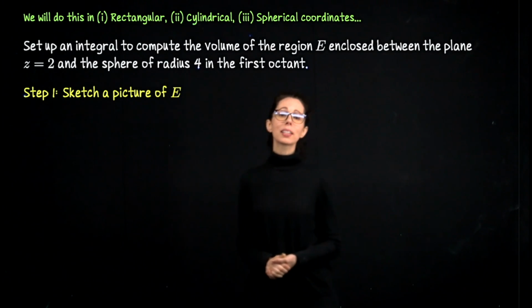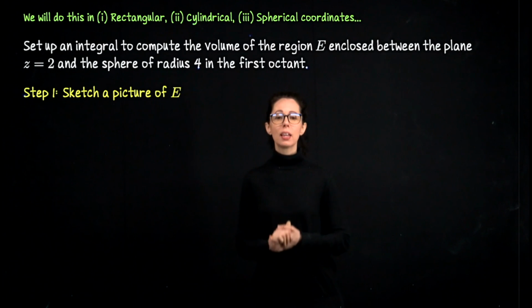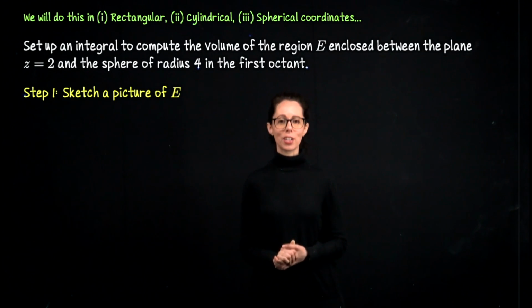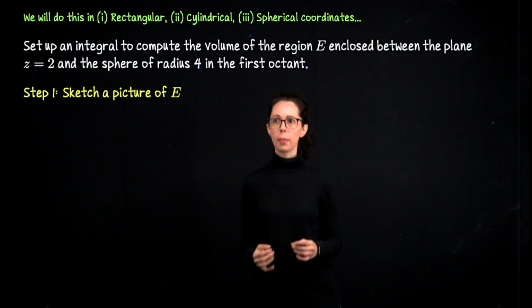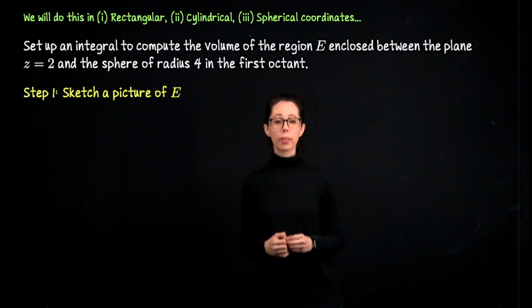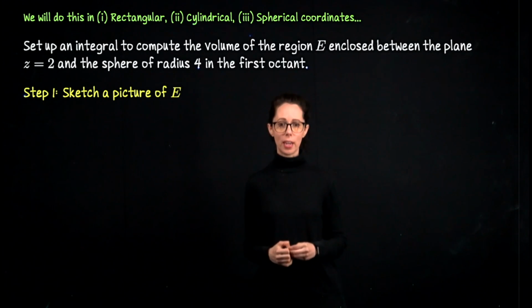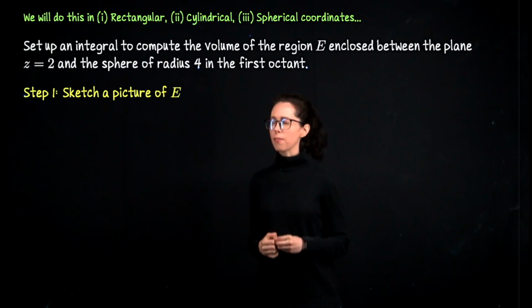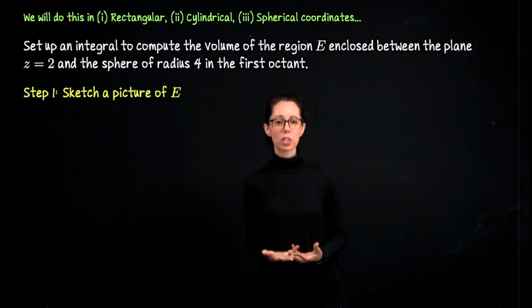In this video, we would like to solve this exercise. So we are going to use triple integration to compute the volume enclosed between the sphere of radius 4 and the plane z equals 2 in the first octant in R3. I think the first thing that we should do is sketch a picture of this volume.